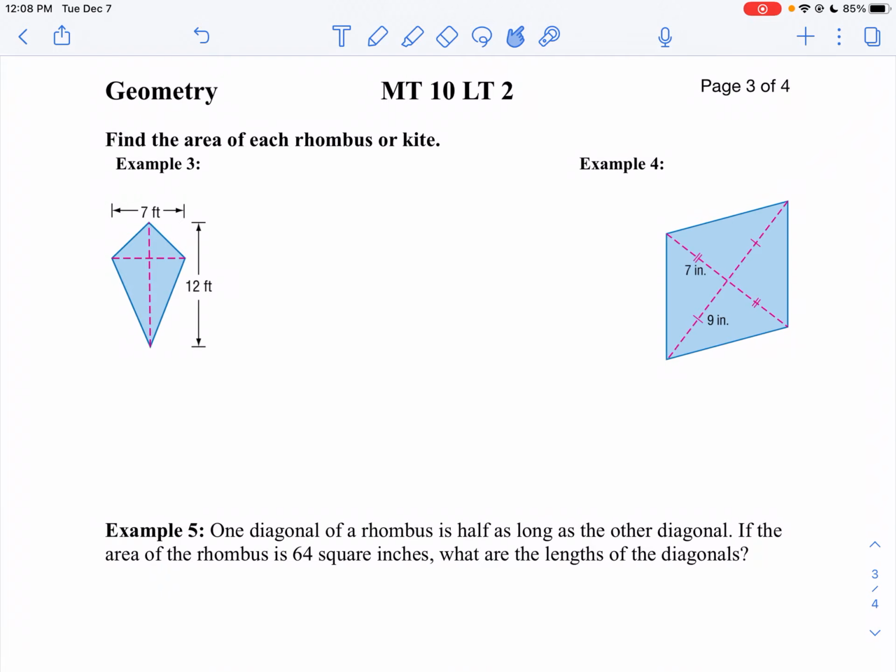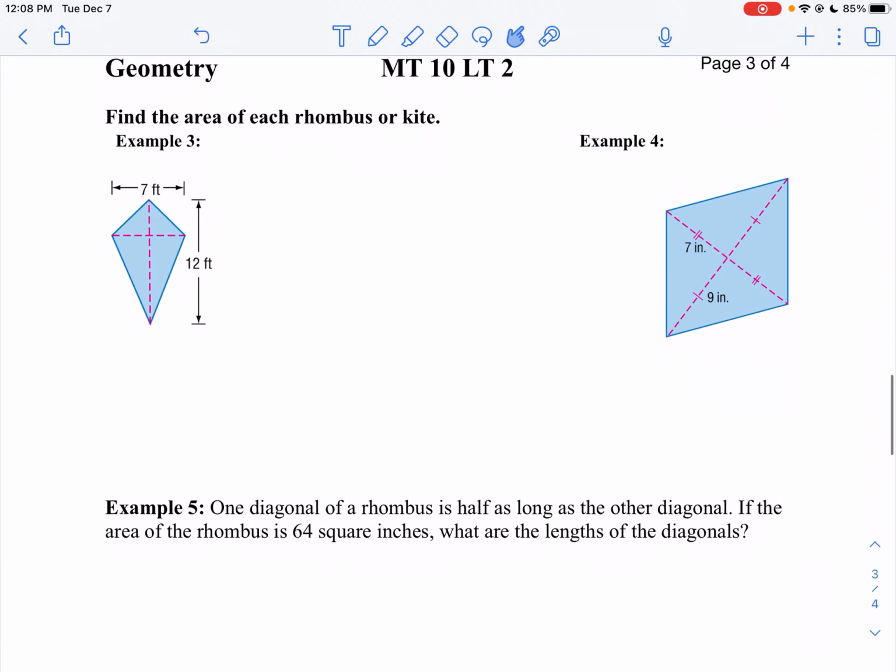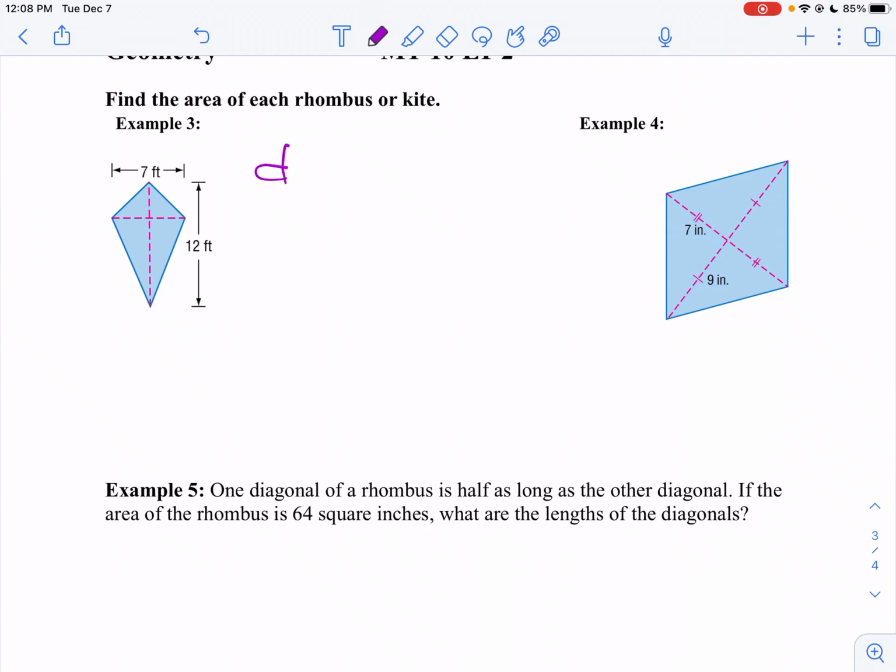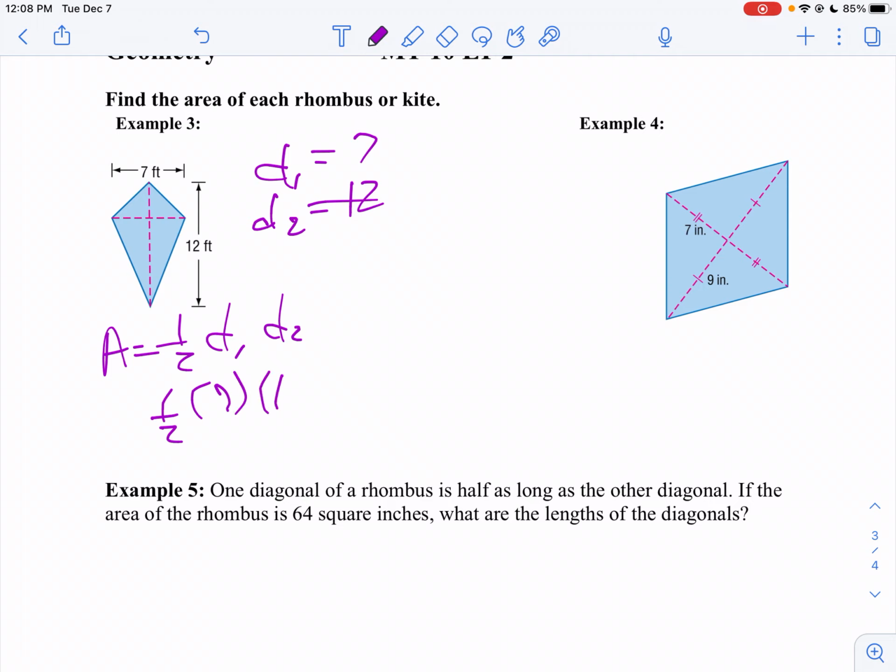So taking a look at example 3, I know diagonal 1 is 7. My other diagonal is 12. So the area is 1/2 times diagonal 1 times diagonal 2, or 1/2 times 7 times 12. Now 2 goes into 12 6 times. 6 times 7 is 42. So I get 42 square feet.